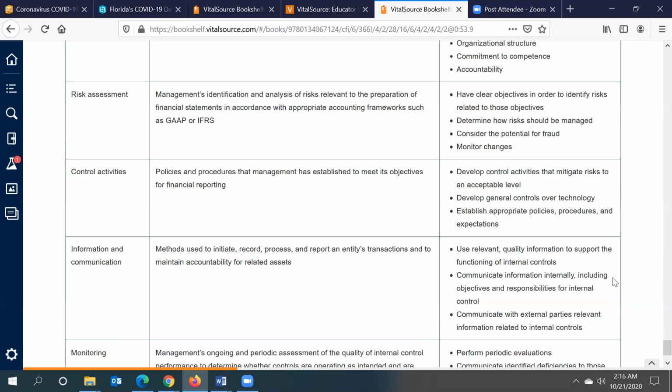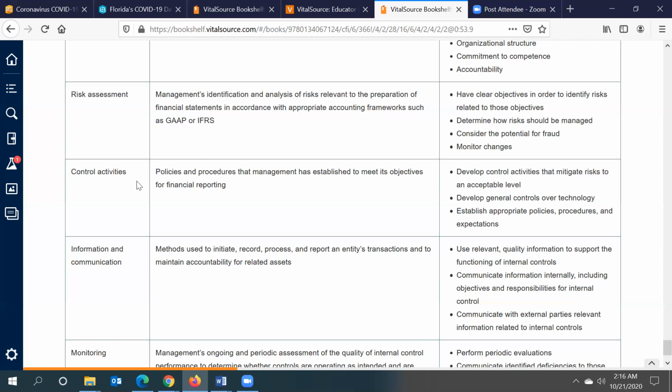It is not fraudulent information. For example, if management will wish to increase sales revenue, perhaps they would use fraudulent sales to do so. That would not be relevant and quality information. Then communicate information internally, including objectives and responsibilities for internal control. And then communicate with external parties relevant information related to internal control as necessary. That would be under the accounting function again.